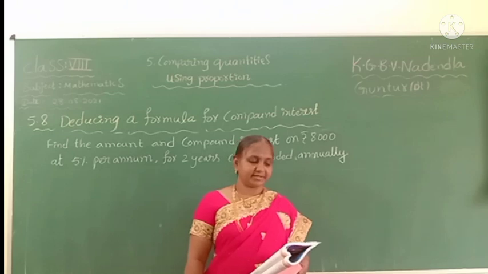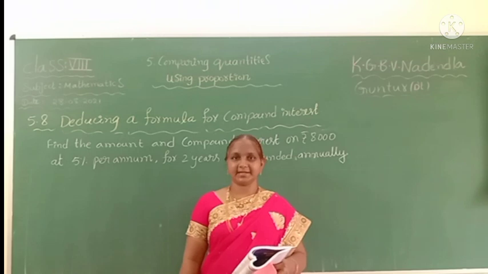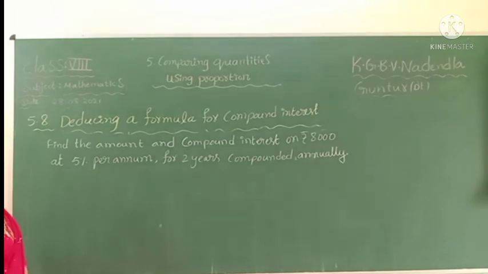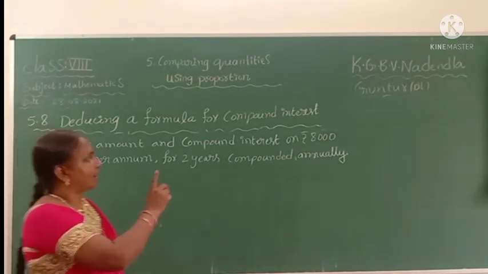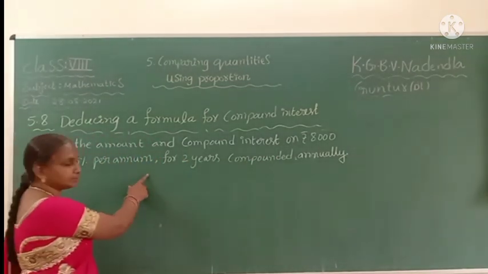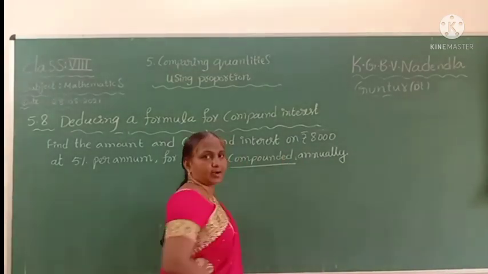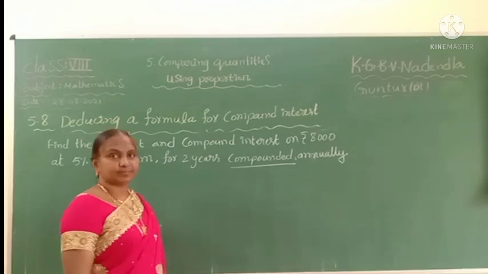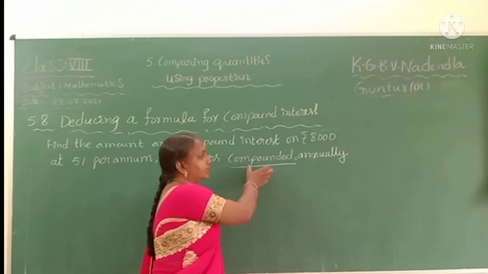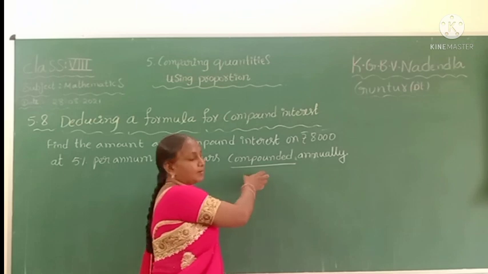The amount of compound interest, simply we can say A is equal P into 1 plus R by 100 whole power n. Okay. Let us take a problem to understand this concept. Find the amount and compound interest on 8,000 rupees at 5% per annum for 2 years, compounded annually. In these problems, he particularly asked compounded. Use the word compound. Then we solve the problem by using compound interest.